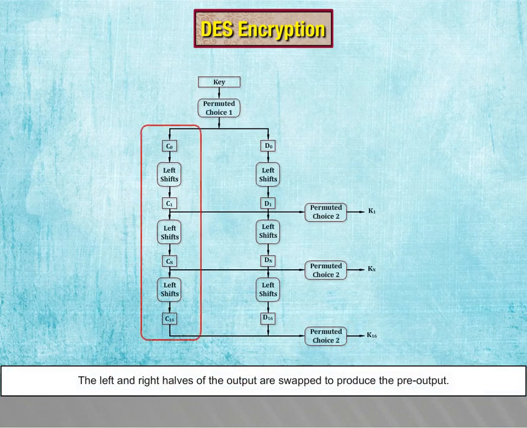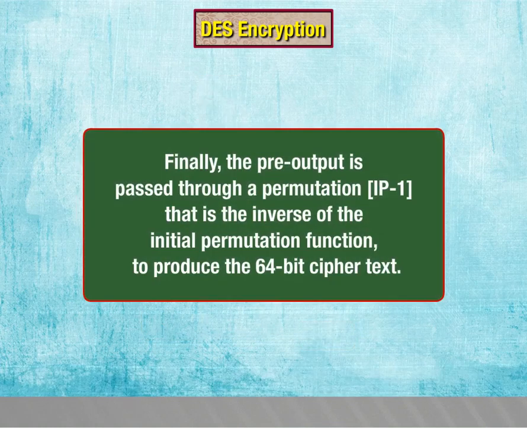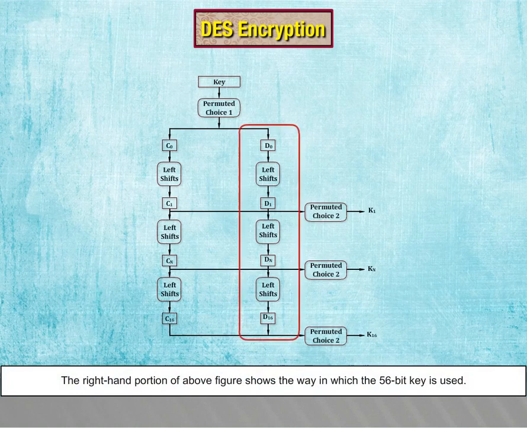The left and right halves of the output are swapped to produce the pre-output. Finally, the pre-output is passed through a permutation IP-1, that is the inverse of the initial permutation function, to produce the 64-bit ciphertext. The right-hand portion of the above figure shows the way in which the 56-bit key is used.